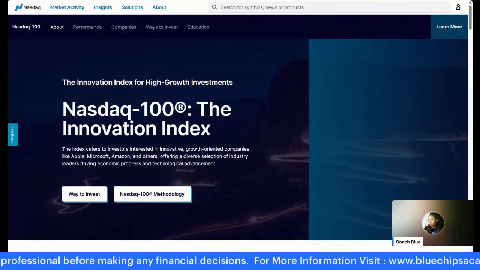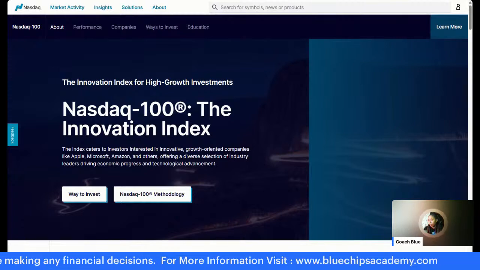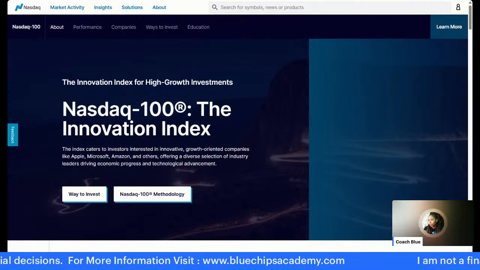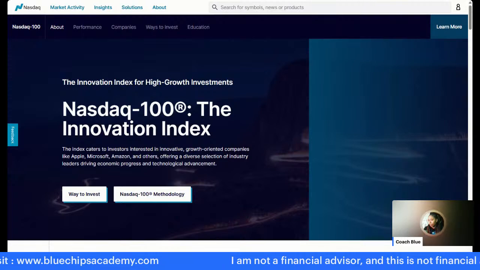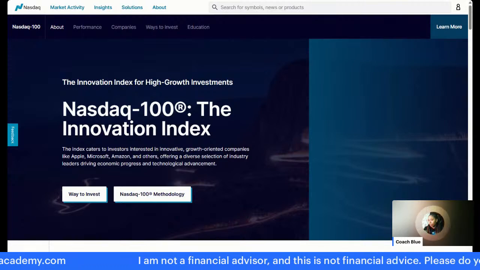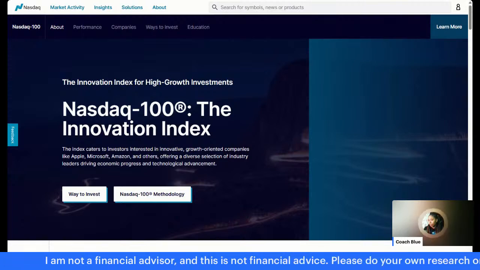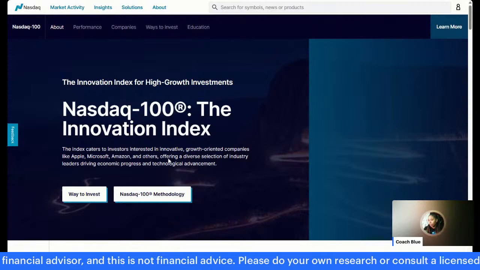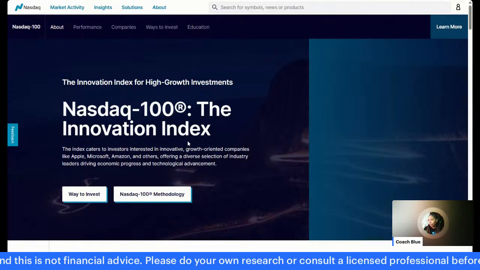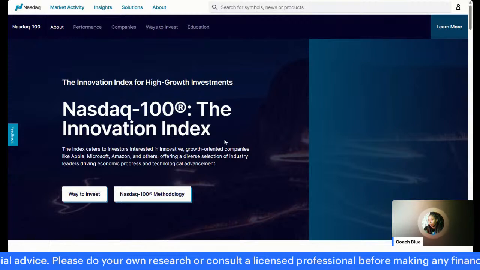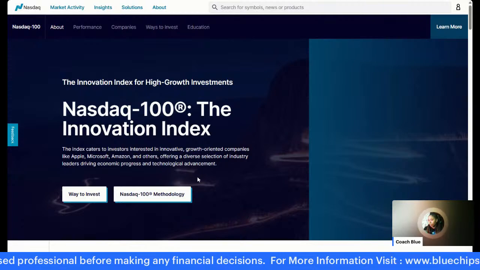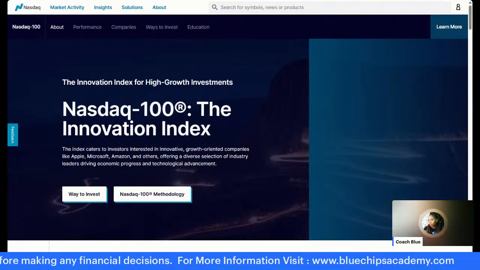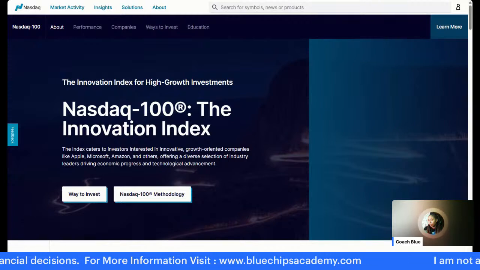So the first thing that I want to start off with is talking about the NASDAQ, okay? NASDAQ is an index that caters to investors interested in innovative growth-oriented companies like Apple, Microsoft, Amazon, and others, offering a diverse selection of industry leaders, driving economic progress and technological advancement.